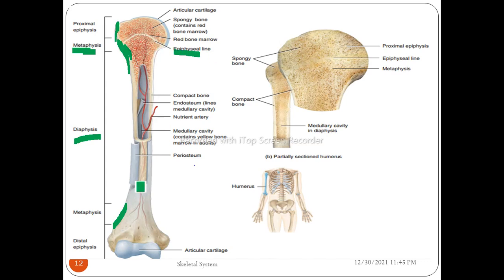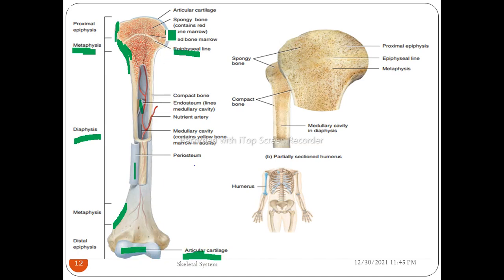Next, the membranes. We have two membranes. This is the outer membrane, the periosteum. This periosteum is the outer covering, whereas this is the endosteum. The endosteum covers the inner layer of the bone, the marrow cavity. The blue one is articular cartilage. This is important to reduce friction and absorb shock.